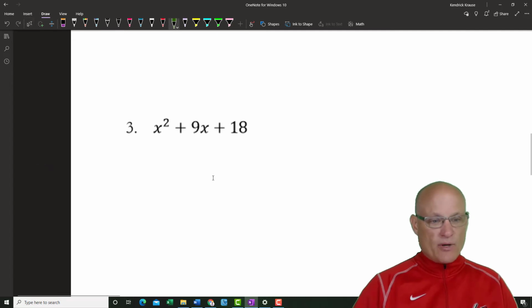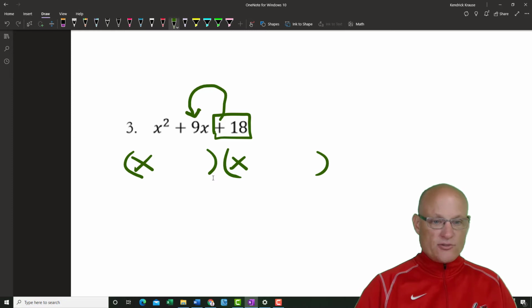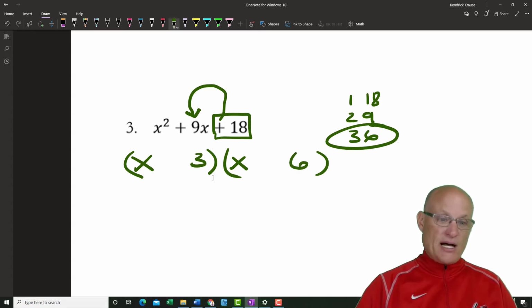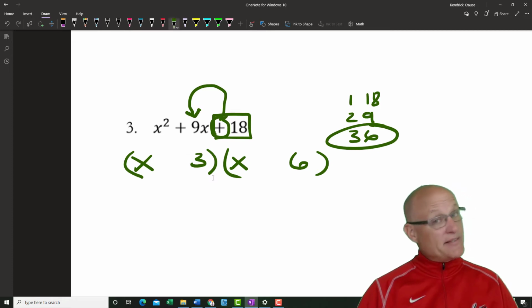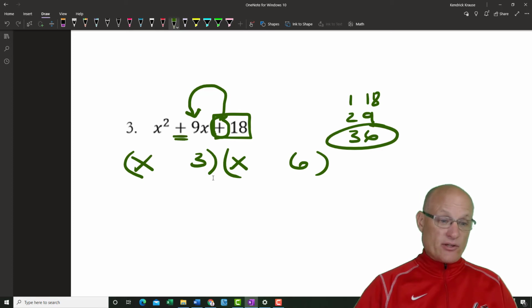All right, let's look at the next problem. I need two numbers that when I multiply them, they give me positive 18. But because this is a positive, they have to add to the middle. So I can do 1 and 18. They don't add up to 9. I can do 2 and 9. They don't add up to 9. I can do 3 and 6. Oh, those add up to 9. 3 and 6. Now, I'm going to teach you some things, but whenever this is positive, the two signs have to be the same. They either both have to be negative or both have to be positive, and it's always whatever this is. So in this case, I want positive 3 and positive 6.